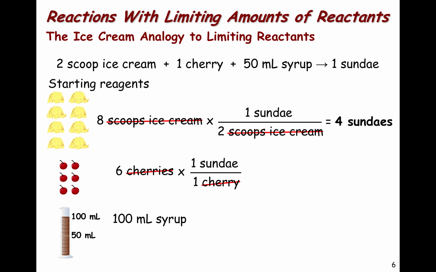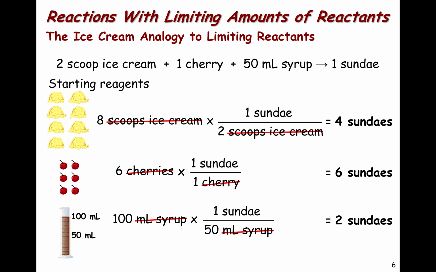In this case, if the cherries then cancel, we come up with a total of 6 possible sundaes. But finally we consider the syrup. We have 100 milliliters of the syrup, but we know the ratio is 50 milliliters for every 1 sundae. So the syrup only allows us to produce 2 sundaes.